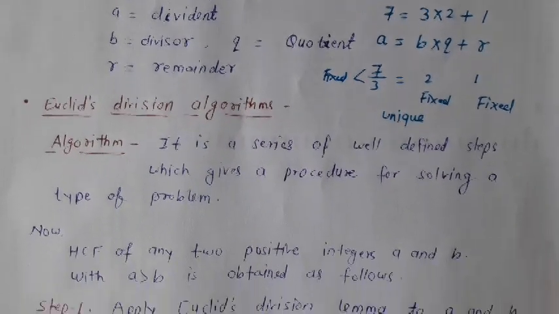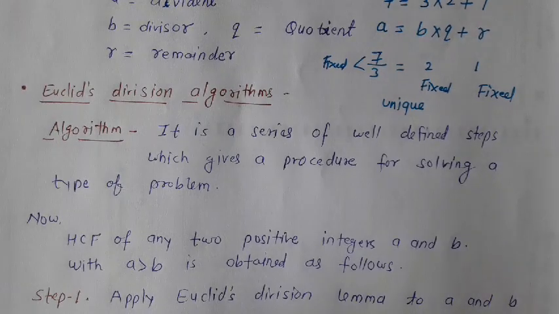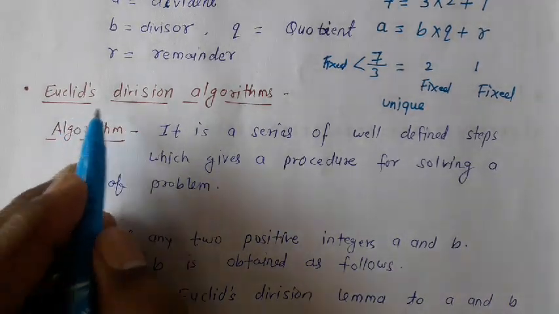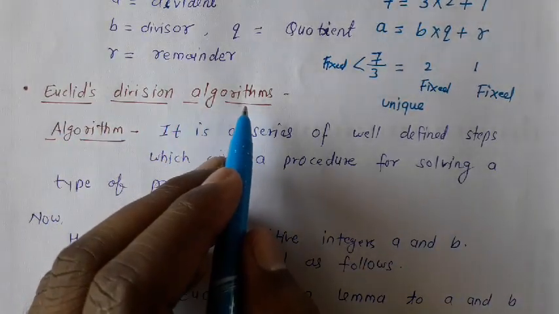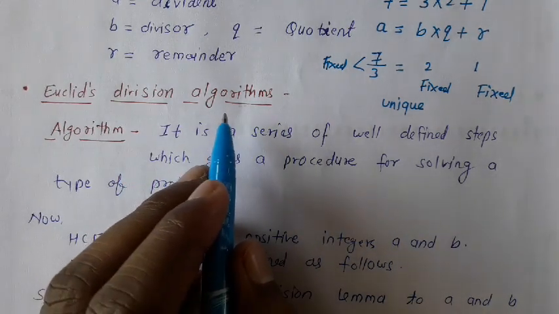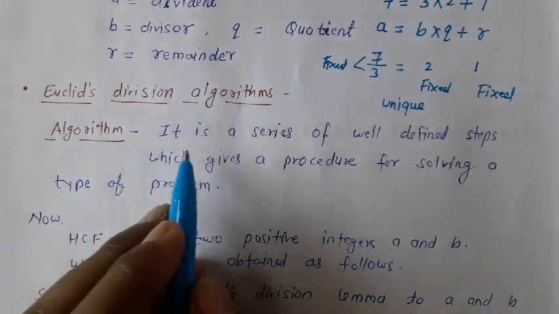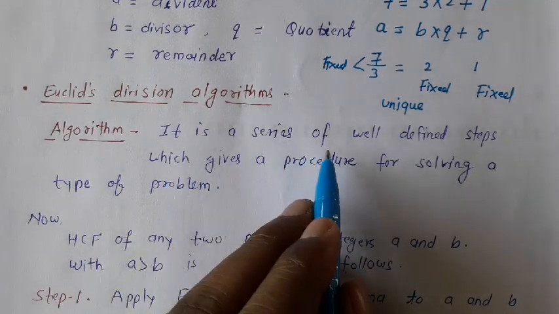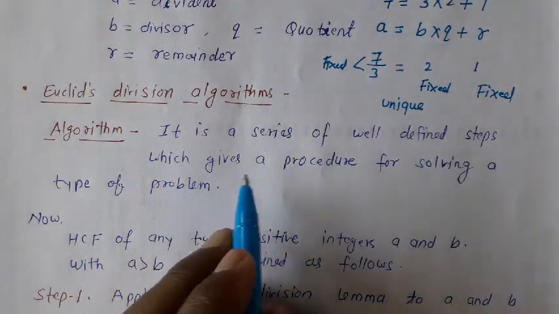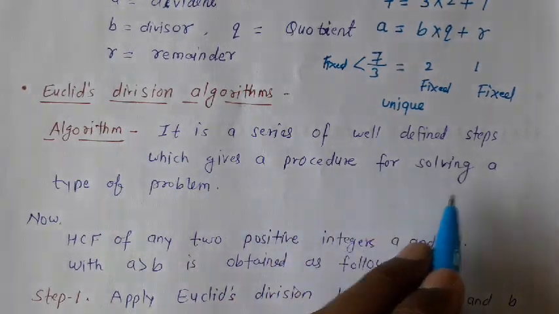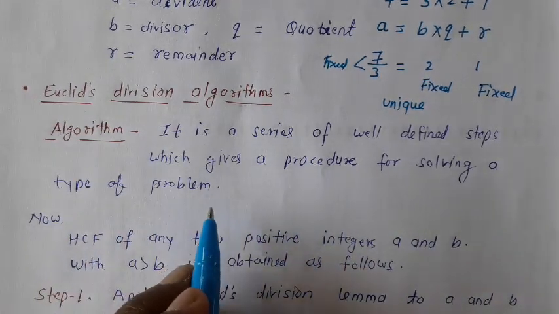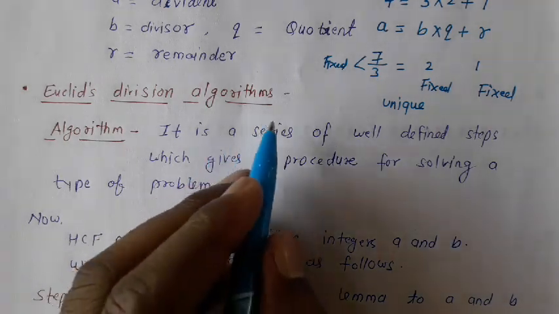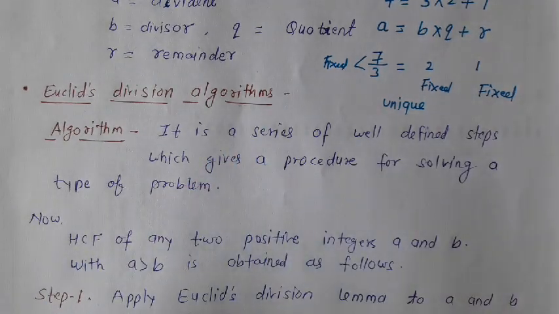Now we can also learn Euclid division algorithm. So first we know the algorithm. Algorithm means it is a series of well-defined steps which gives a procedure for solving a type of problems. With the help of an algorithm we can solve any type of problem.